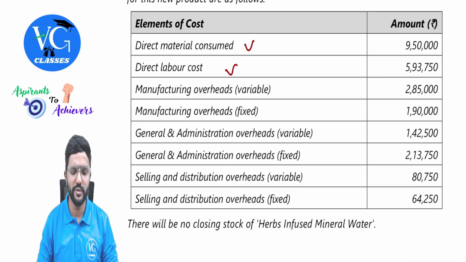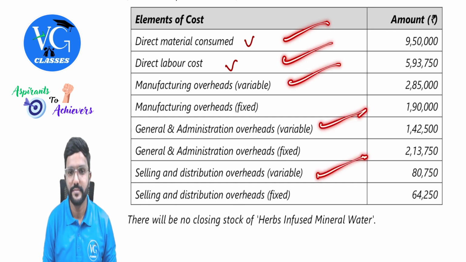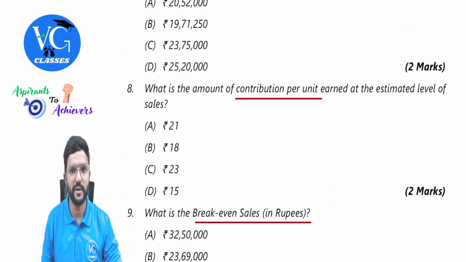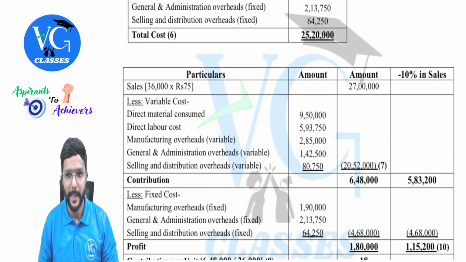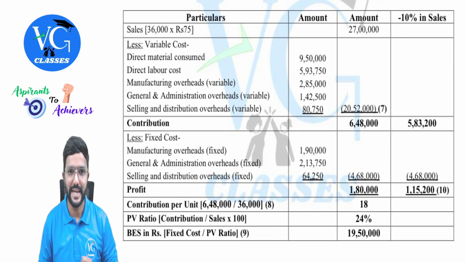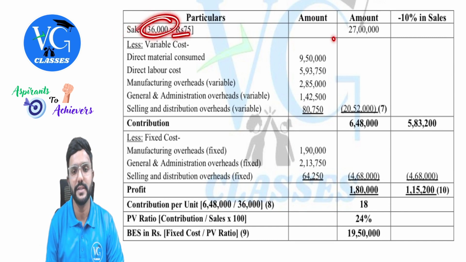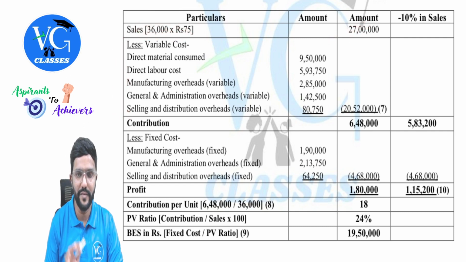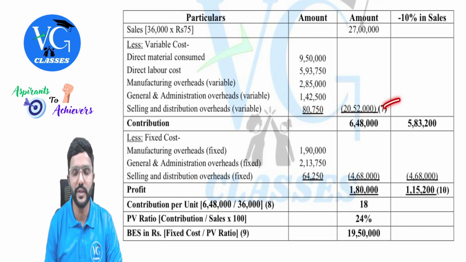So total variable cost, what should we do? Just add up everything, 1, 2, 3, 4, 5. Add up all the variable cost. Just a minute, what are the next requirements? We have already seen contribution per unit, break-even sales, and profit. So what I do is I will prepare under marginal costing this format as income statement. Sales we will take 36,000 into 75, 27 lakh. Then I will add up all the variable components only, which we will get 20 lakh 52,000. This is one of the requirements.